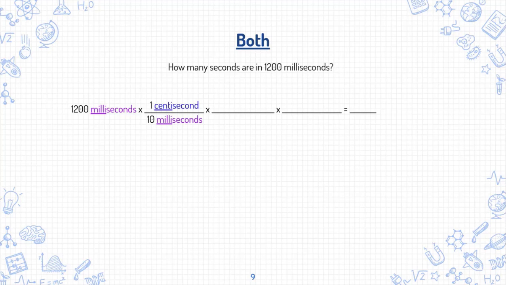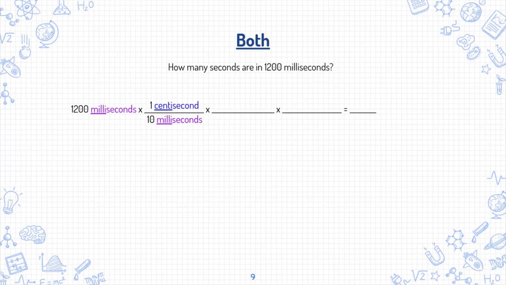You can reference the acronym of King Henry died unexpectedly drinking chocolate milk Monday night painfully if you ever need to remember the order of the metric system. Also, don't forget to keep track of the powers of 10 for each conversion. Here, 10 milliseconds is equal to 1 centisecond. Notice how the units cancel out from across from each other.